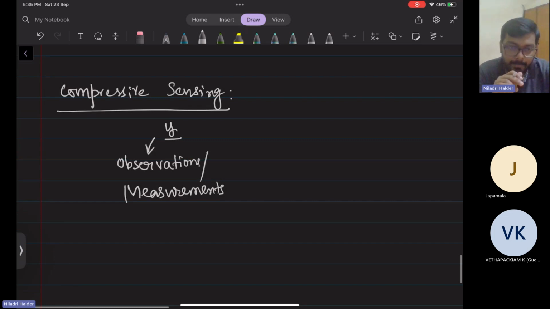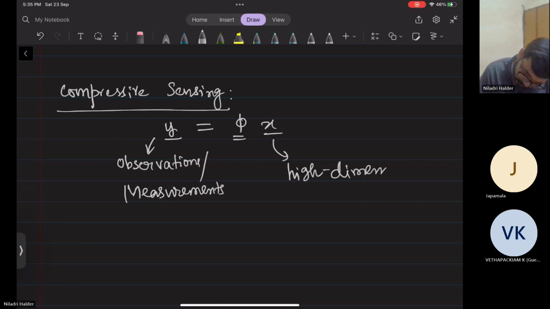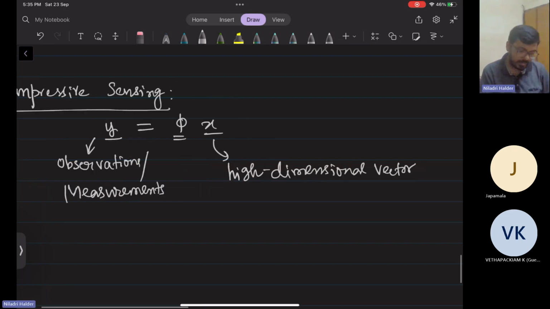Okay, so y is the measurements, and we need to find out x. This is the system model: suppose one matrix is there, y equals phi into x. And this x is a high-dimensional vector. So this is a system model.